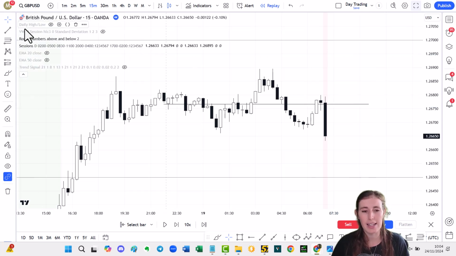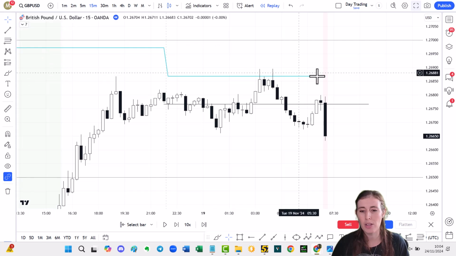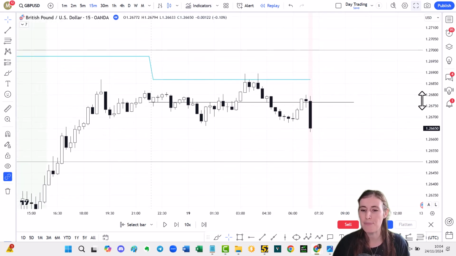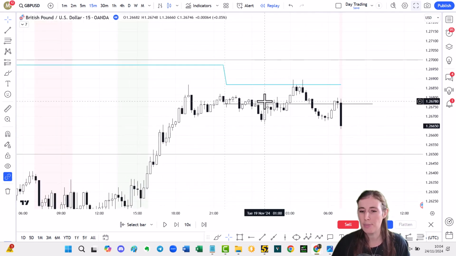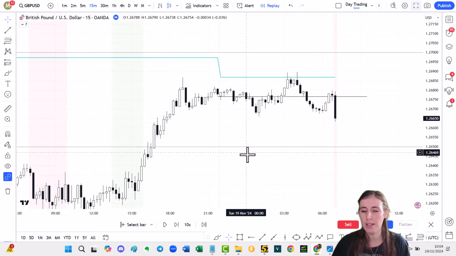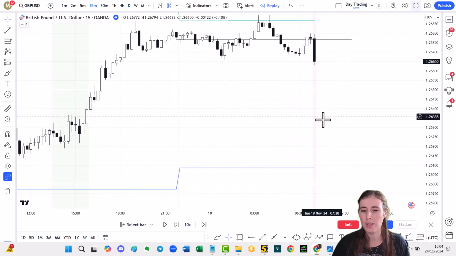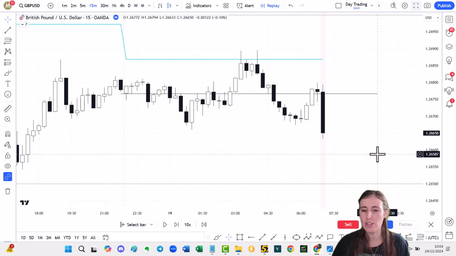So I'm going to add a daily high and low indicator. Another free one, you can do a search for it on the indicators panel here if you wanted to add it. And we've got this light blue line up here, which is the previous daily high. And at the bottom, we've got this dark blue line, which is the previous daily low, which means that we can focus all of our attention on the current day.